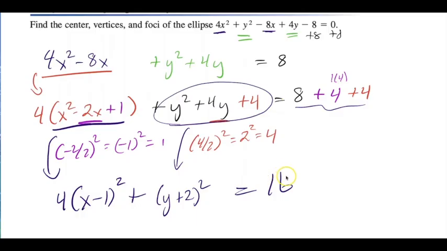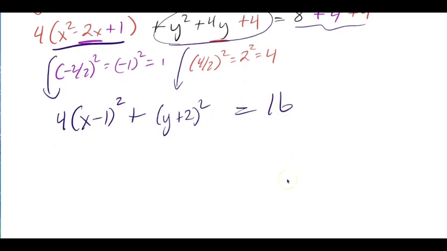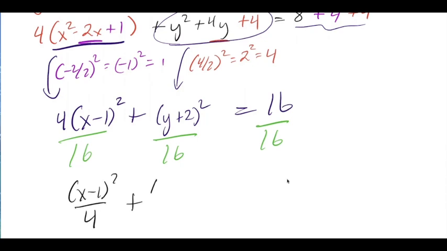We're almost in standard form. We have to make it equal 1, though. We're going to divide both sides by 16. That gets me (x minus 1) squared over 4 plus (y plus 2) squared over 16 equals 1. So there's my standard equation.